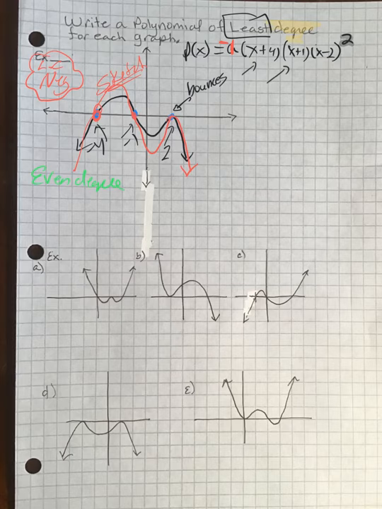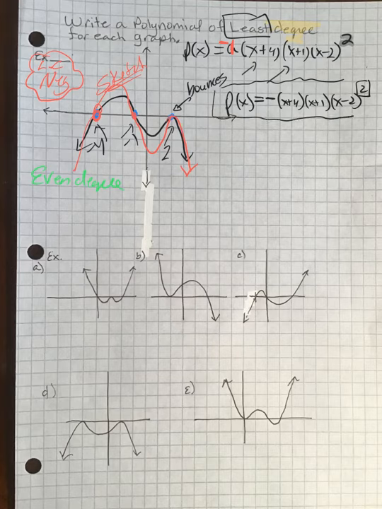Okay, so your answer should be negative x plus 4 to the first power, x plus 1 to the first power, and x minus 2 squared. Remember, it has to be squared because it has to bounce. So that would be your least degree. And then this is in factored form.